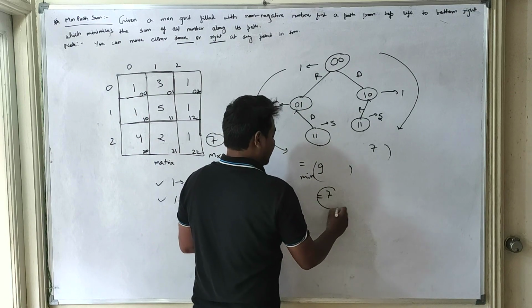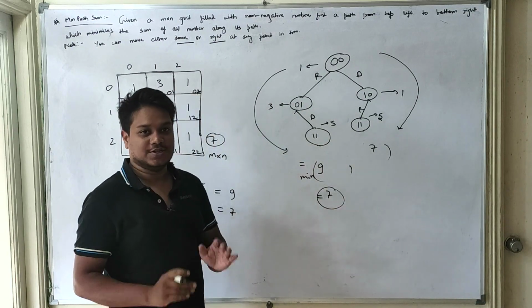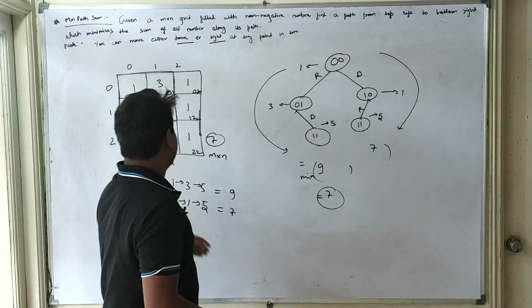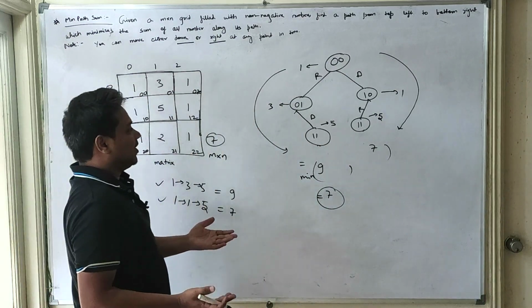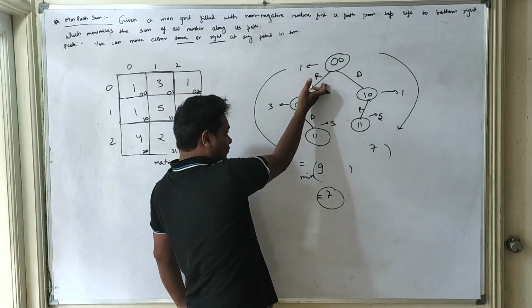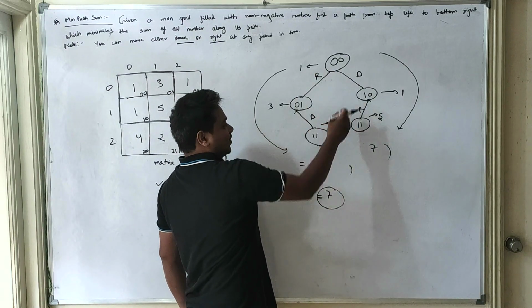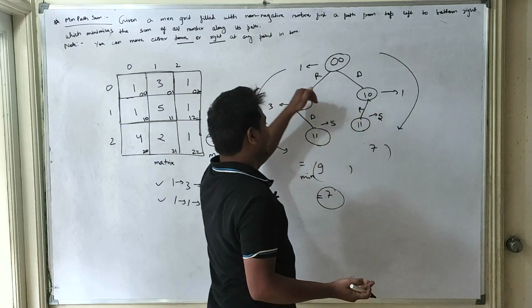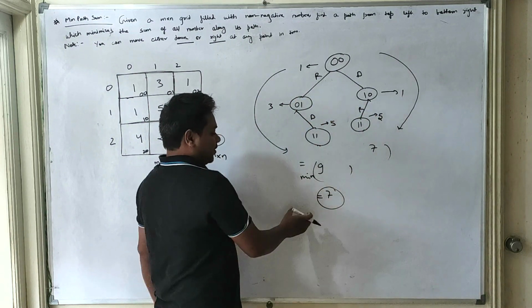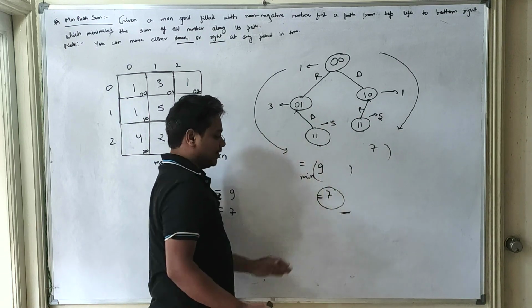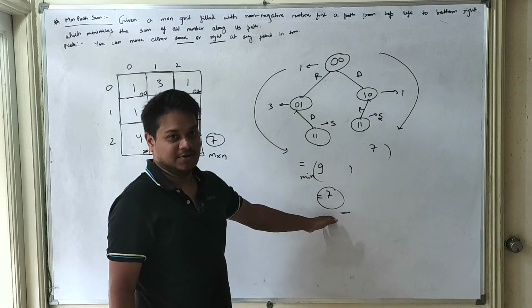So 7 would be our solution in this particular scenario. If we have to reach 11, then we have two options. Either we first go to the right side, or we go down, then again go down, and from here we go right. So finally we will get 7 as the minimum value.